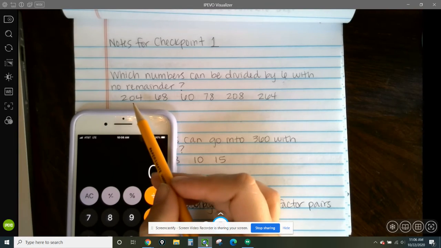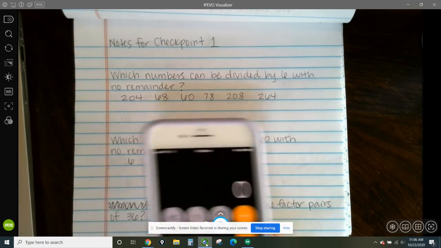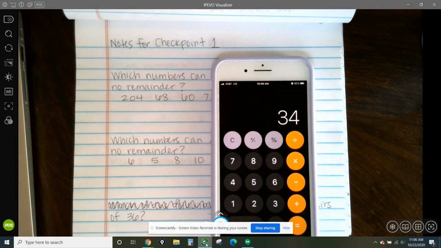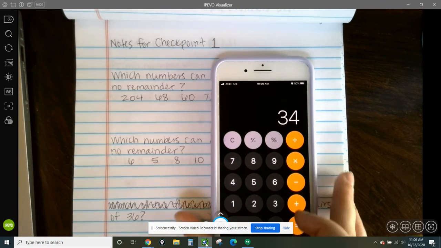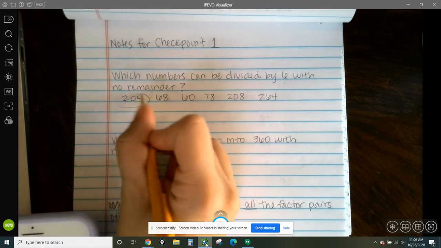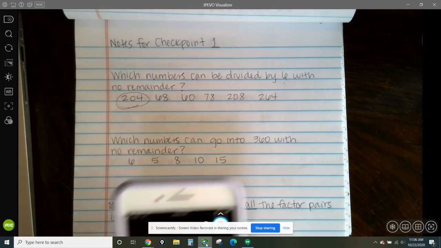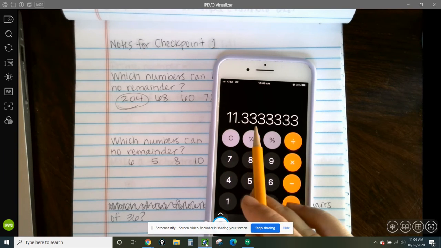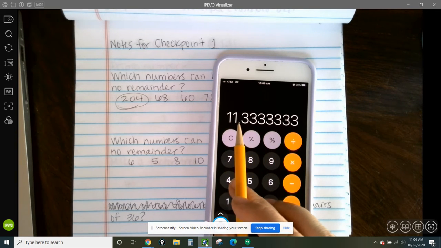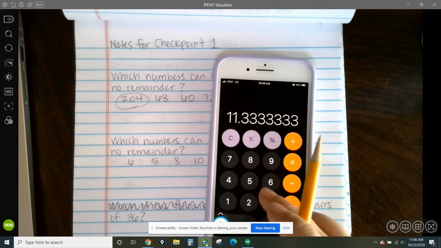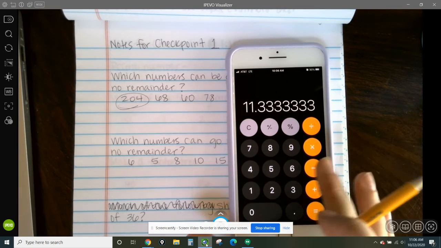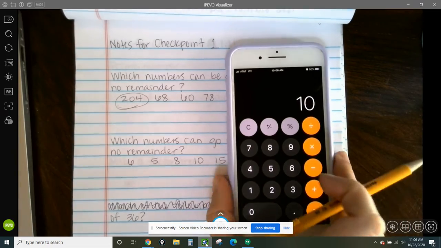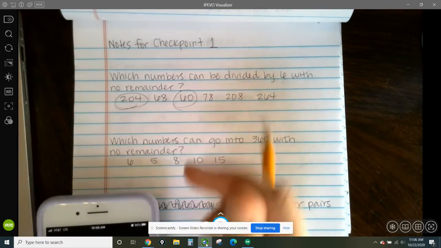So I want to try each of these divided by 6. 204 divided by 6, I get 34. Does that have a remainder? Nope, it worked out just fine. So I'm going to circle this. This one divides by 6. How about 68 divided by 6? I got 11.333333, so this one doesn't divide evenly. It has a remainder here. So not 68. How about 60? 60 divided by 6 is just 10. Yep, that one works.